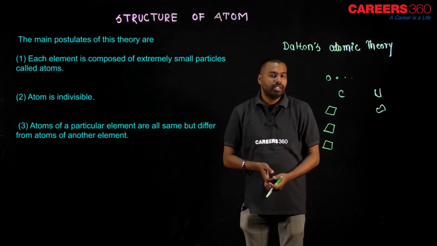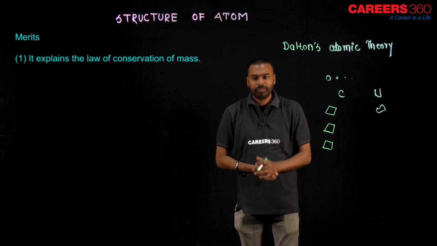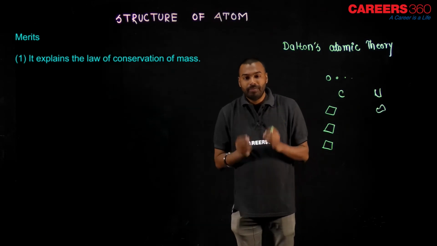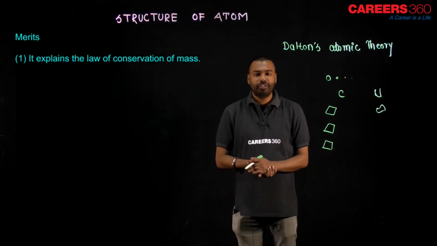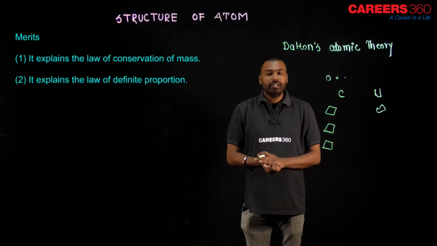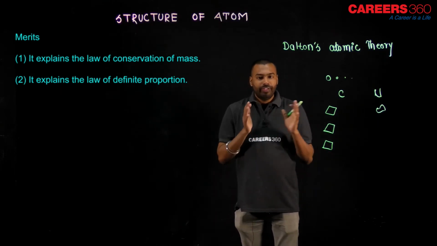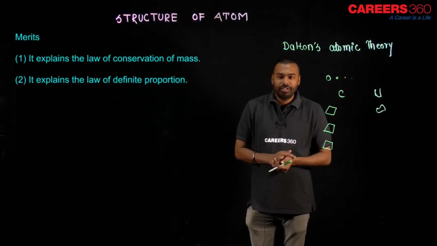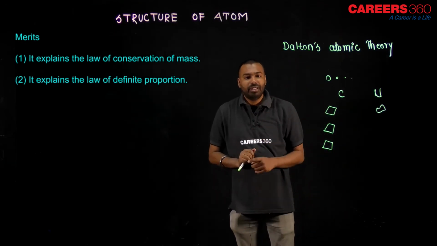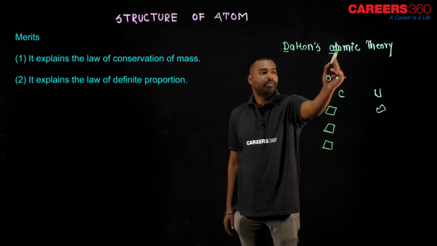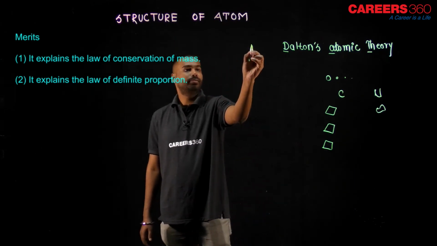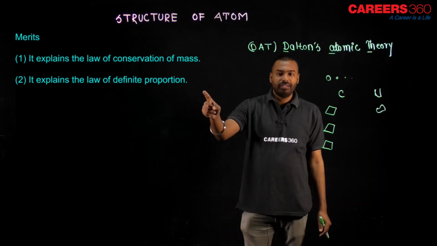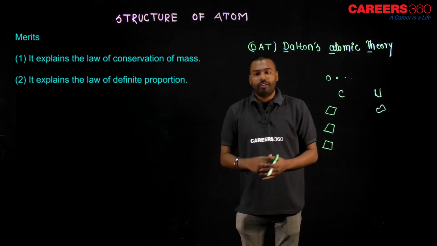Let us see some other information about Dalton's atomic theory, DAT. Merits. What are the merits? Dalton explained the law of mass conservation. This is a very big merit of Dalton's atomic theory. The second merit: it explains the law of definite proportion. In the next chapter, atoms and molecules, I explained the law of definite or constant proportion and the law of mass conservation. So these two points are the merits of Dalton's atomic theory, which in short I call DAT. You can write it here. So, the merits of Dalton's atomic theory are the law of mass conservation and the law of definite proportion.